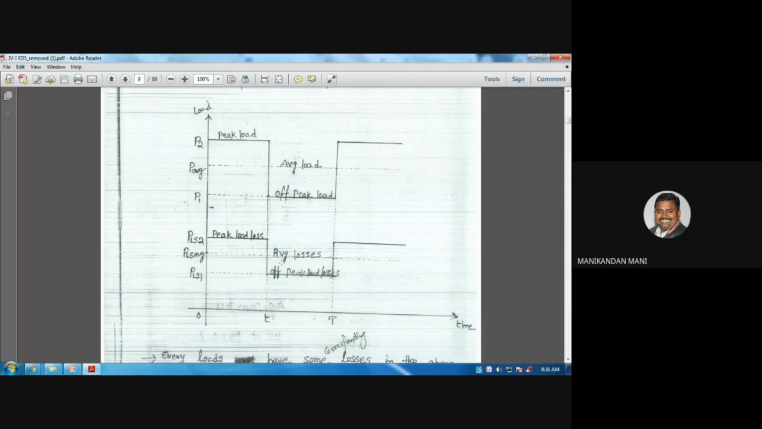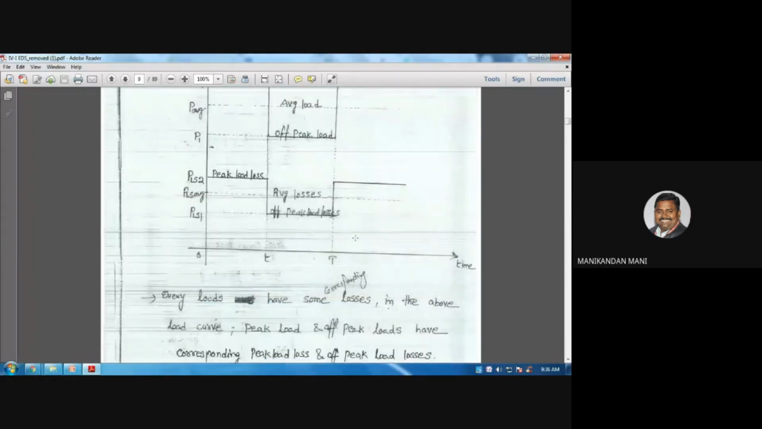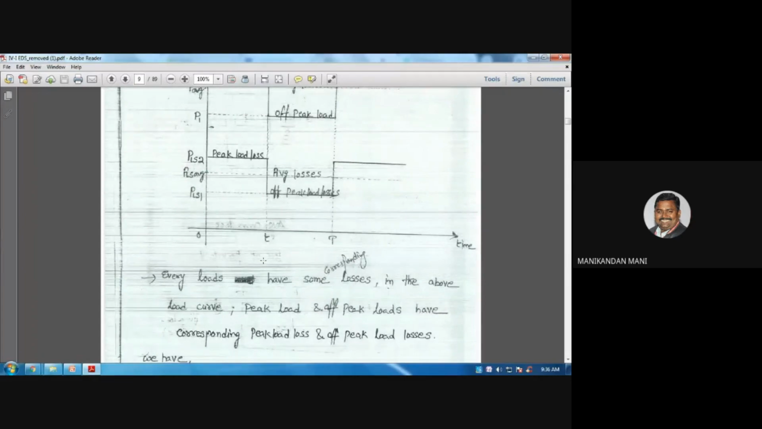P average, which is equal to the ratio between the peak load losses to the off peak load losses. So this is for the load and losses characteristics curve. Okay. Now we need to calculate the small t and capital T.